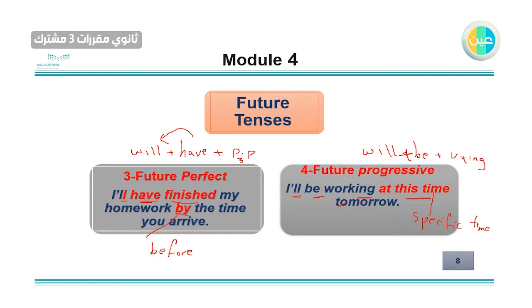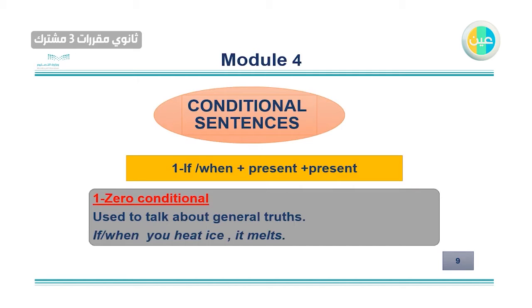Conditional sentence, another grammar. When I say conditional sentence, I mean what? If. You know, we have different kinds of if. We have zero if, we have type 1, type 2, type 3. Today we will talk about 0 and type 1 and type 2 just, okay? So I'll start with number 1, if or when. Anyone, you can say if or when, it's the same, okay? They are the same. If means when. Then present.